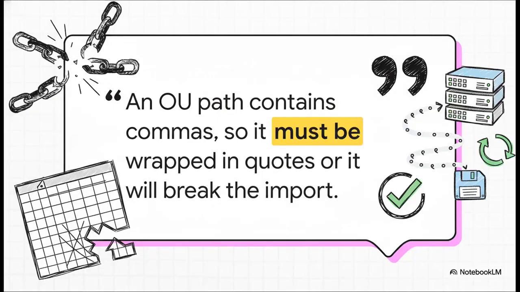And please, if you remember one thing about setting up your data, let it be this. That OU path has commas in it, right? Because of that, you have to wrap the entire thing in quotation marks in your spreadsheet. If you don't, the import will see the commas, think it's supposed to be multiple different columns, and the whole thing will just fall apart. This one little tip will save you so much grief.